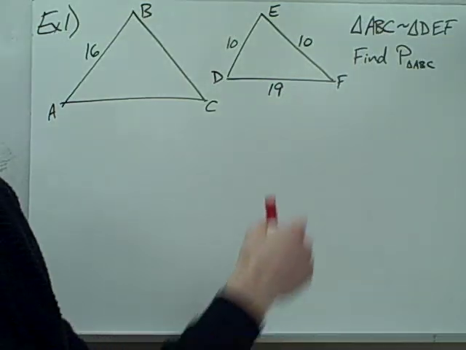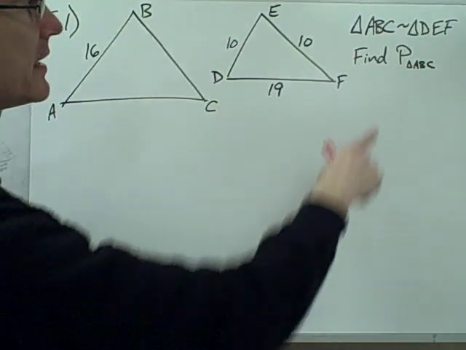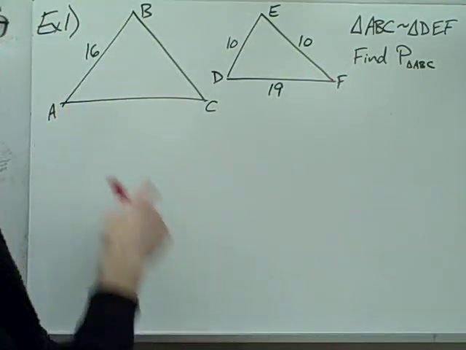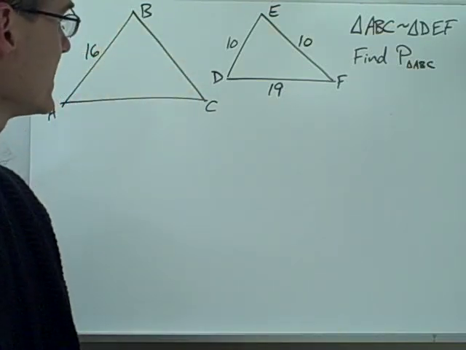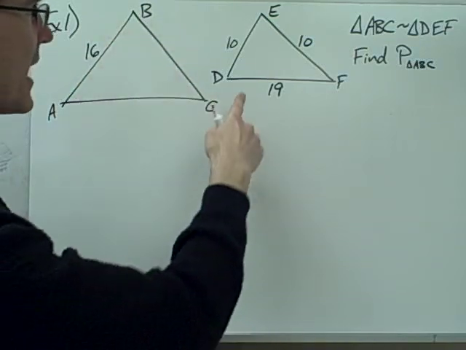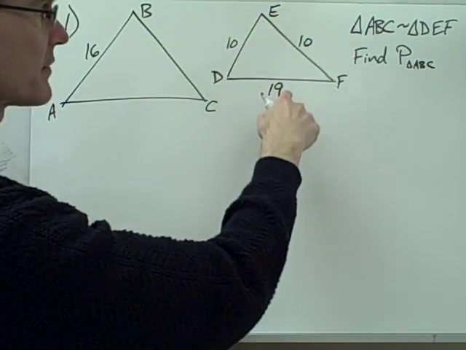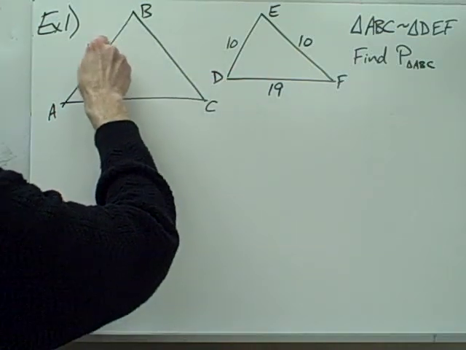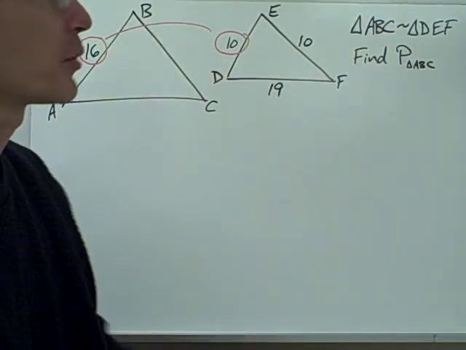So example number one, I'm told these two triangles, triangle ABC and triangle DEF, are similar, and I'm asked to find the perimeter of triangle ABC. Well, I don't have the lengths of all three sides of triangle ABC, so I can't just add up those sides. I do, however, have the lengths of all three sides of triangle DEF, and since these two triangles are similar, I know that their corresponding sides are going to be proportional.